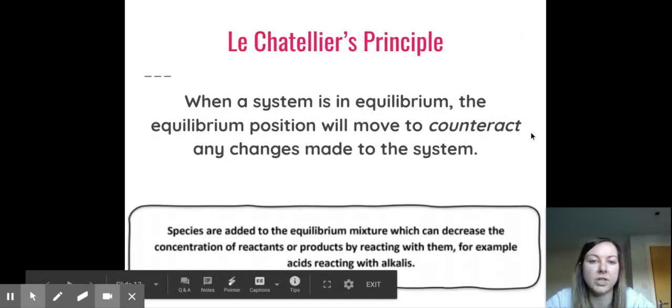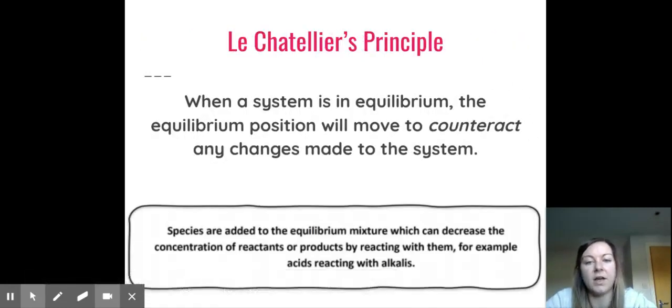This is called Le Chatelier's principle. And it states that when a system is in equilibrium, the equilibrium position will move to counteract any changes that were made to the system. So it will try to reverse whatever you do to the system.